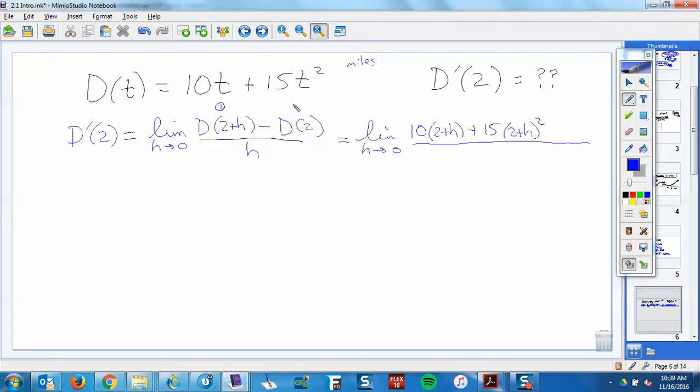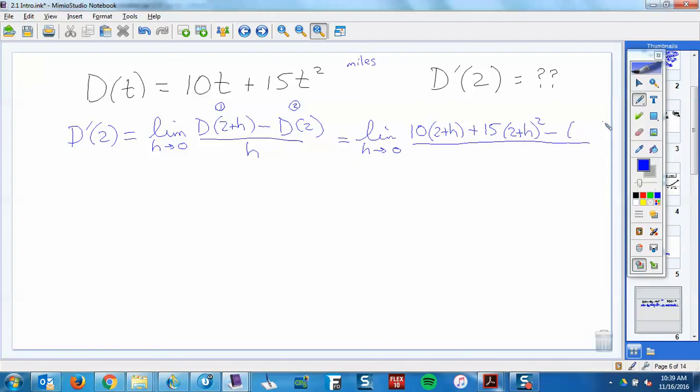Okay, keep going. Now I've got to do the second part here. So I've got minus. Now here's where people are going to mess this up. Make sure you put parentheses here. What are we minusing? d of 2. What's d of 2 mean? Put a 2 in here, right? So 10 times 2 is 20. 2 squared is 4, times 15 is 60. Use your calculators. So this is 20 plus 60. What is that, 80? So I get 80 for that part, and then all over h. With me? Okay, next line.